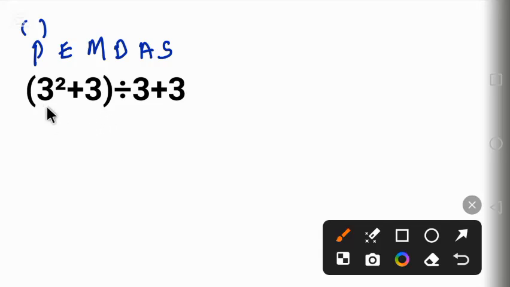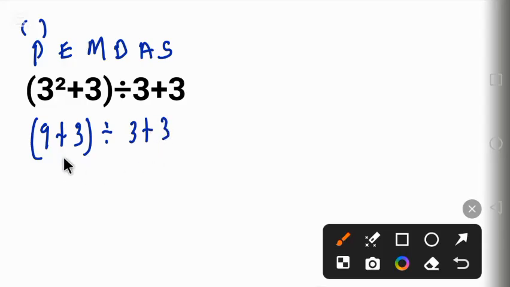So let's do that right away. 3 squared will give us 3 times 3, which is 9, plus 3. Divide by 3 plus 3. 9 plus 3 will give us 12. Divide by 3 plus 3. The next one here is E, which stands for exponent, something like 2 squared, and it's not here.